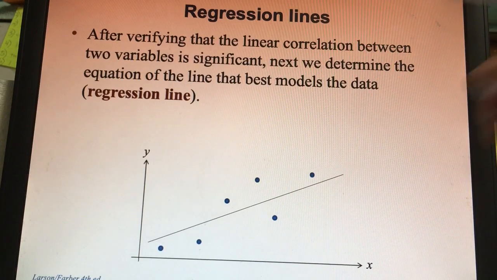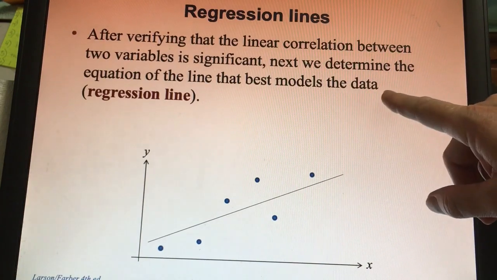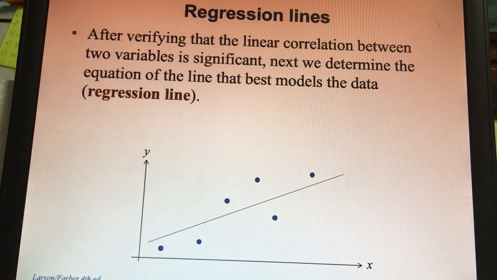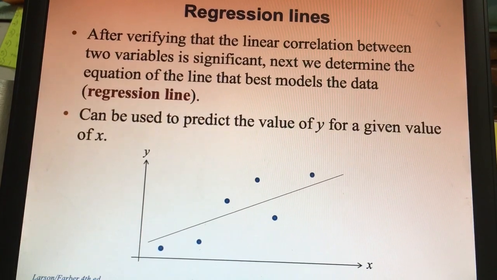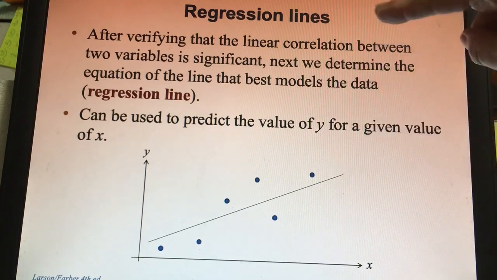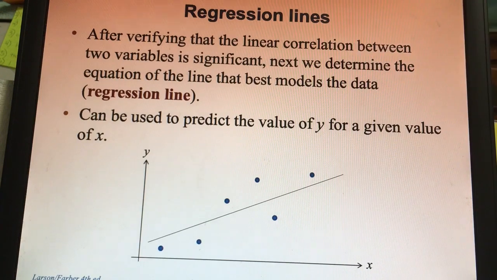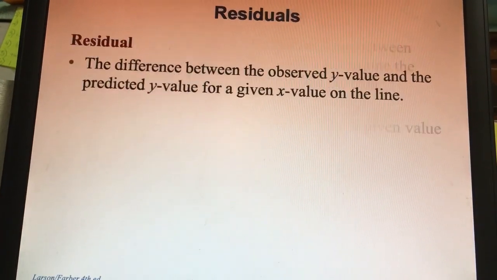Okay, so then next we determine the equation of the line that best fits the data. So that's called the regression line, or the least squares line, or the line of best fit. It can be used to predict the value of y for a given value of x. So this is basically what we're going to do this whole second section. Make a regression line, use the regression line to predict a future value.